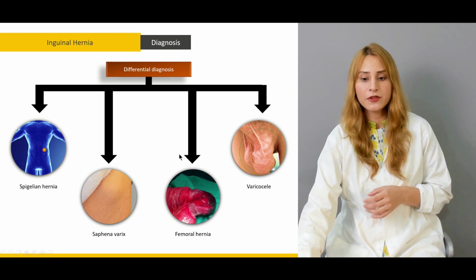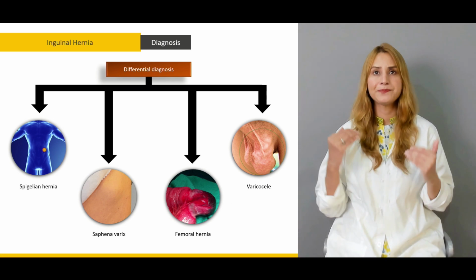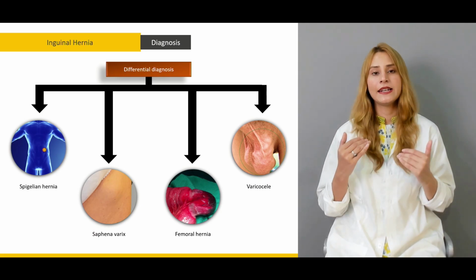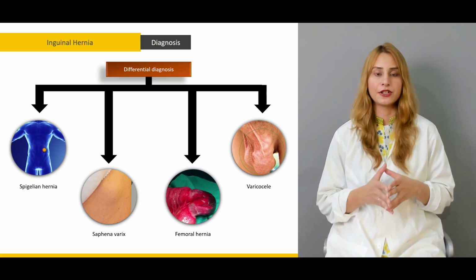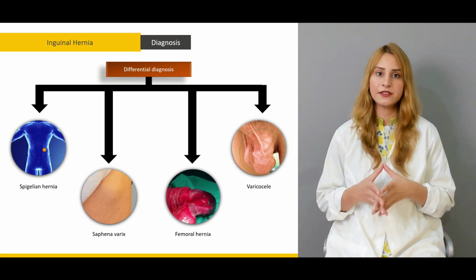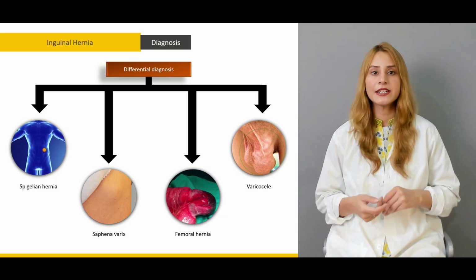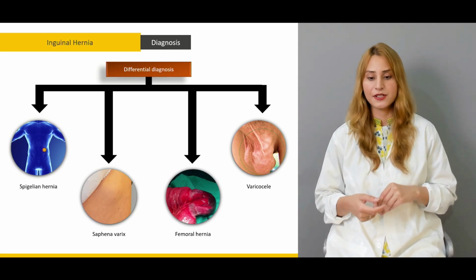Or there can be a femoral hernia. Femoral hernias are mostly below and lateral to the pubic tubercle, while inguinal hernias are above and medial to the pubic tubercle. Femoral hernias are below and lateral to the pubic tubercle, right?